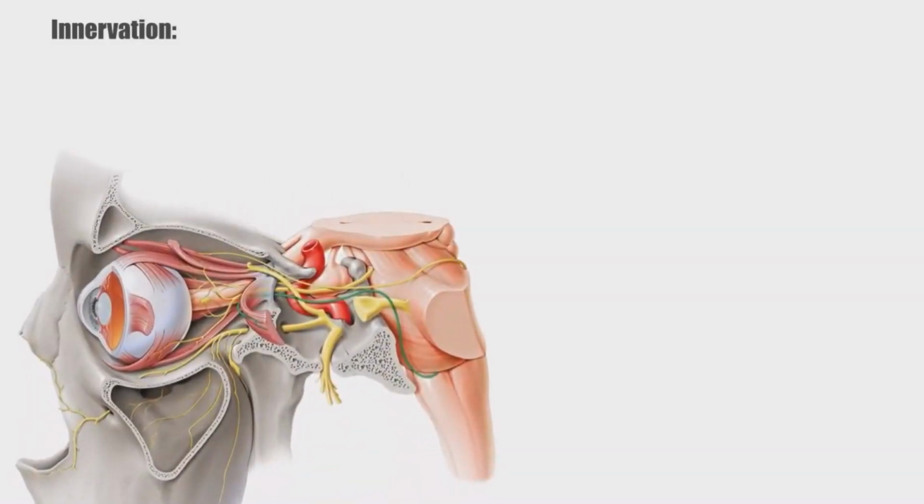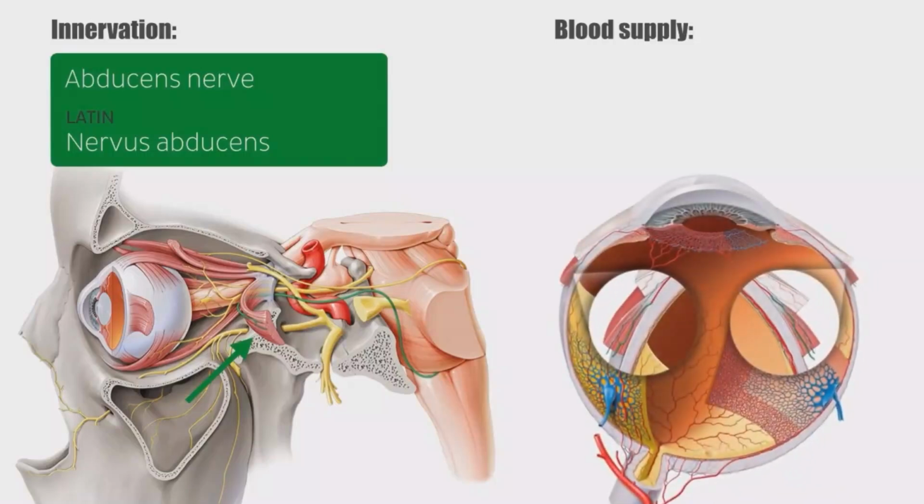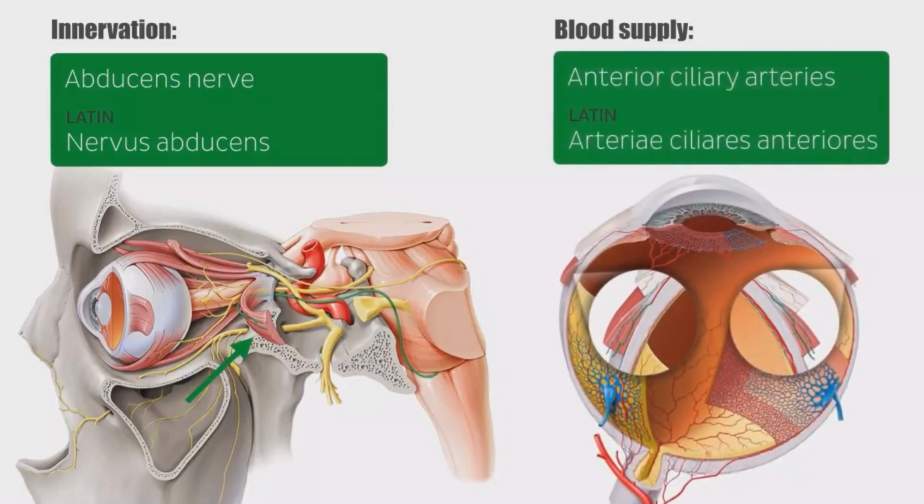Nerve supply to the lateral rectus muscle is derived from the 6th cranial nerve, the abducens nerve. In the image, the abducens nerve is highlighted in green and shown on the medial surface of the reflected lateral rectus muscle. The lateral rectus muscle receives arterial blood from one of the anterior ciliary arteries, highlighted in green, which is a branch of the ophthalmic artery.